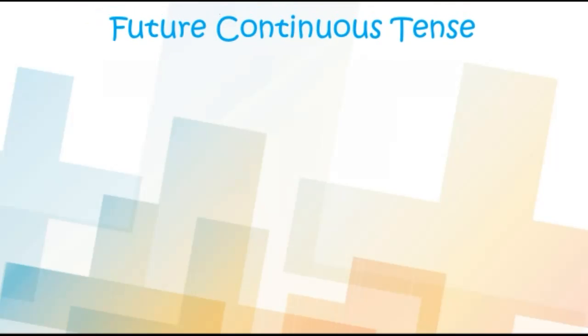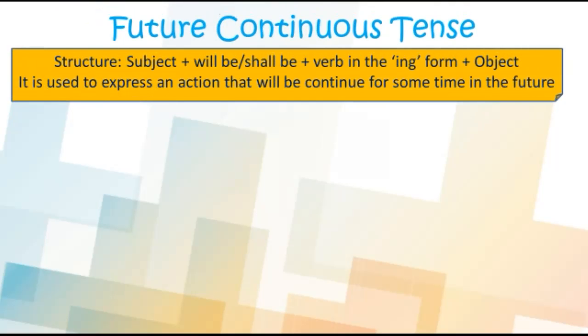Next is future continuous tense. Its structure is subject plus will be or shall be plus verb in the ing form plus object. It is used to express an action that will continue for some time in the future. So we don't know when it started, we don't know when it ended. It will continue for some time in the future. We know that.